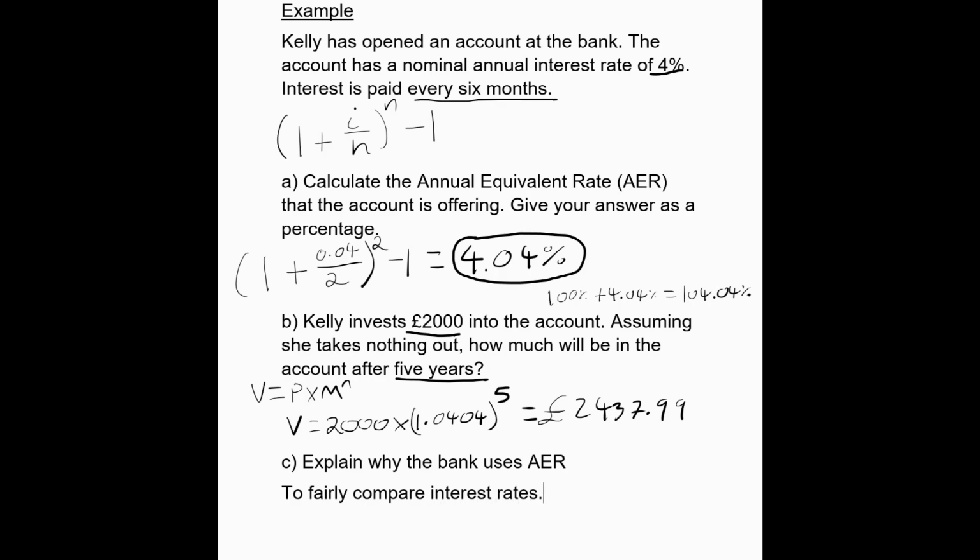Because again, you might have one savings account that pays money out annually, another one that pays it out monthly, another one that pays it out like this one every 6 months, and you want to compare these accounts, and AER lets you do that.